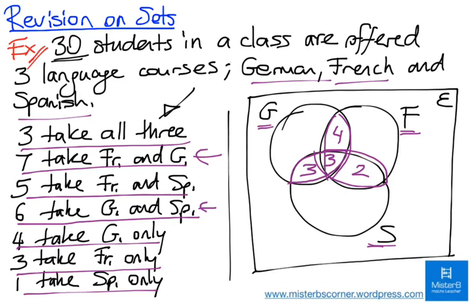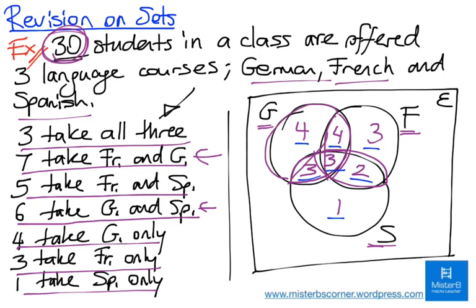And 4 take German only. German only means this region, so I have to write here 4 students in this region only. And 3 take French only. 1 take Spanish only. Now, at this point, I have to check whether those numbers add up to the number of students in the class, which is the number of elements in the universal set. So it is 4 plus 4, 8, 8 plus 3, 11, 13, 16, 19, and 20.